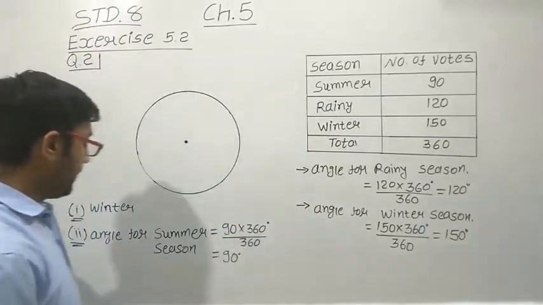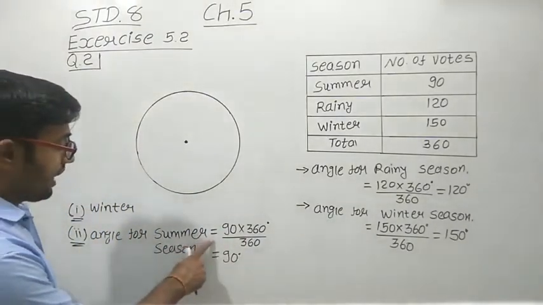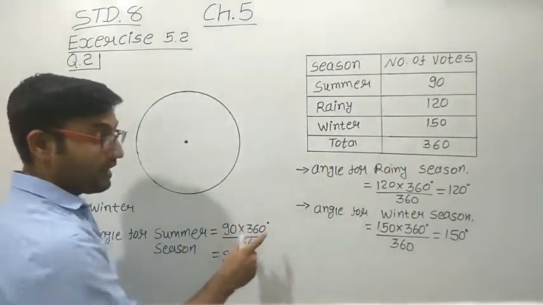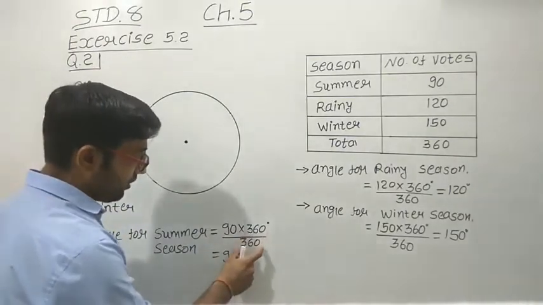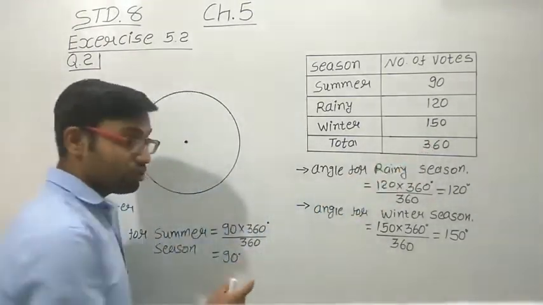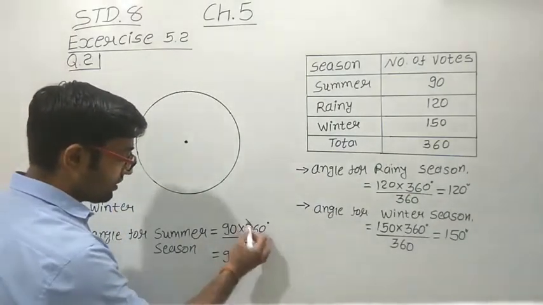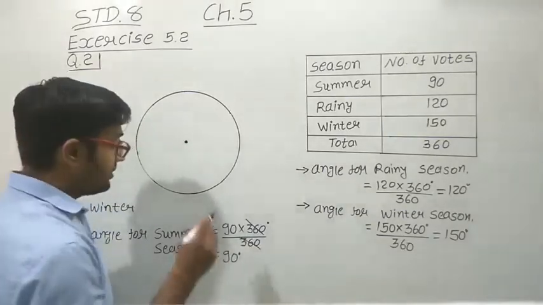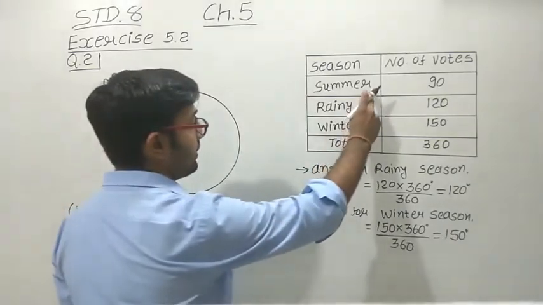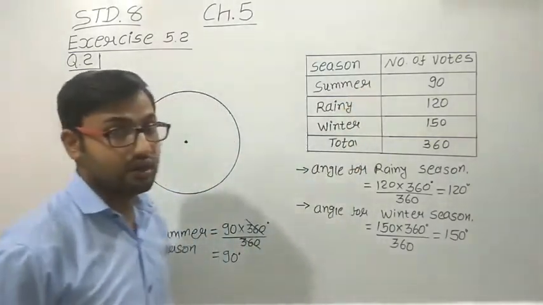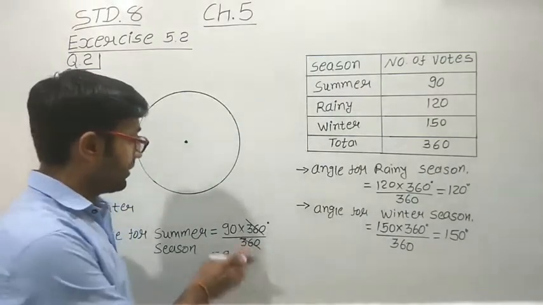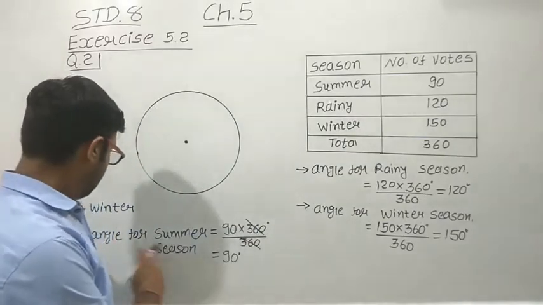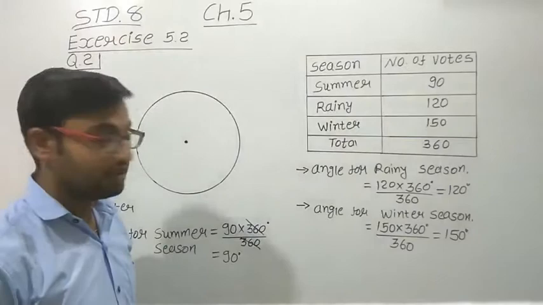Now we can calculate the angle for the summer. The number of voters is 90, multiplied by the total angle of 360 degrees, and we divide it by the total people, which is also 360. When we cancel 360 and 360, we get 90 as the answer, which is 90 degrees. This is the central angle made by the people who voted for the summer season. So we have to make a sector of 90 degrees here.